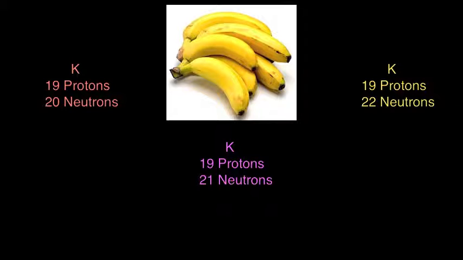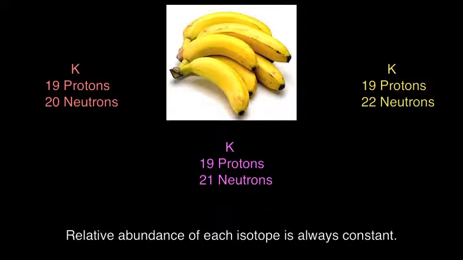In nature, most elements are found as a mixture of isotopes. Usually no matter where a sample of an element is, the relative abundance of each isotope is constant.